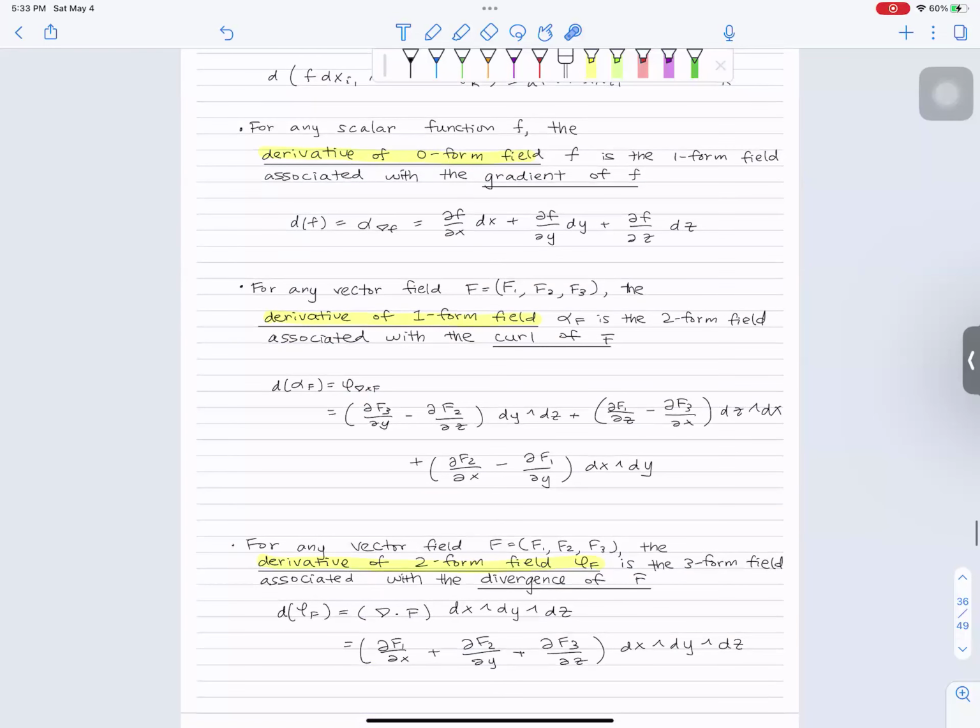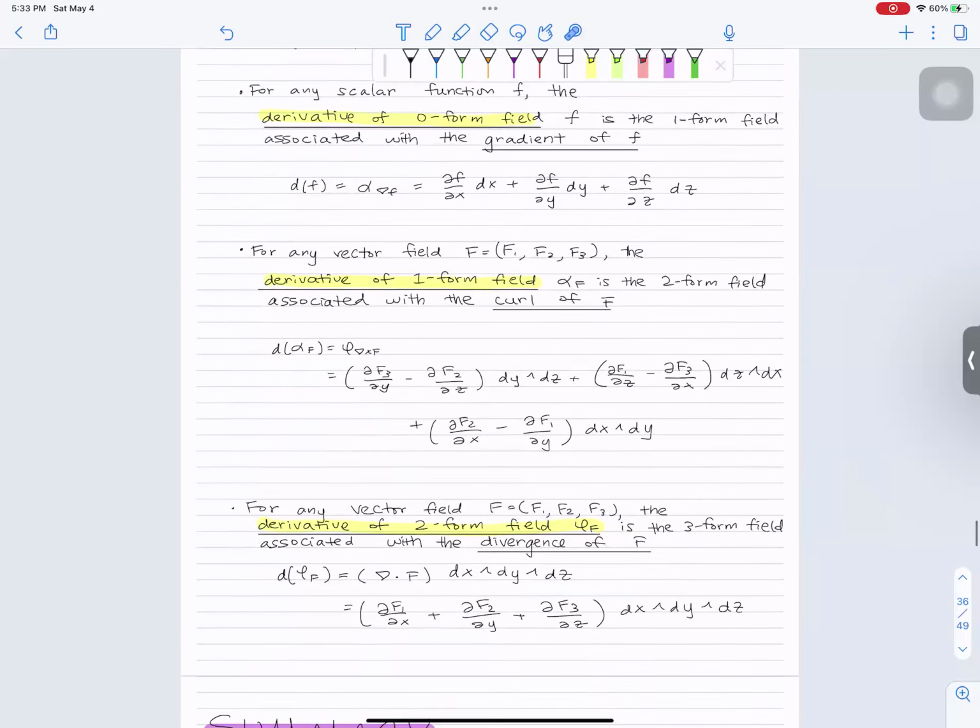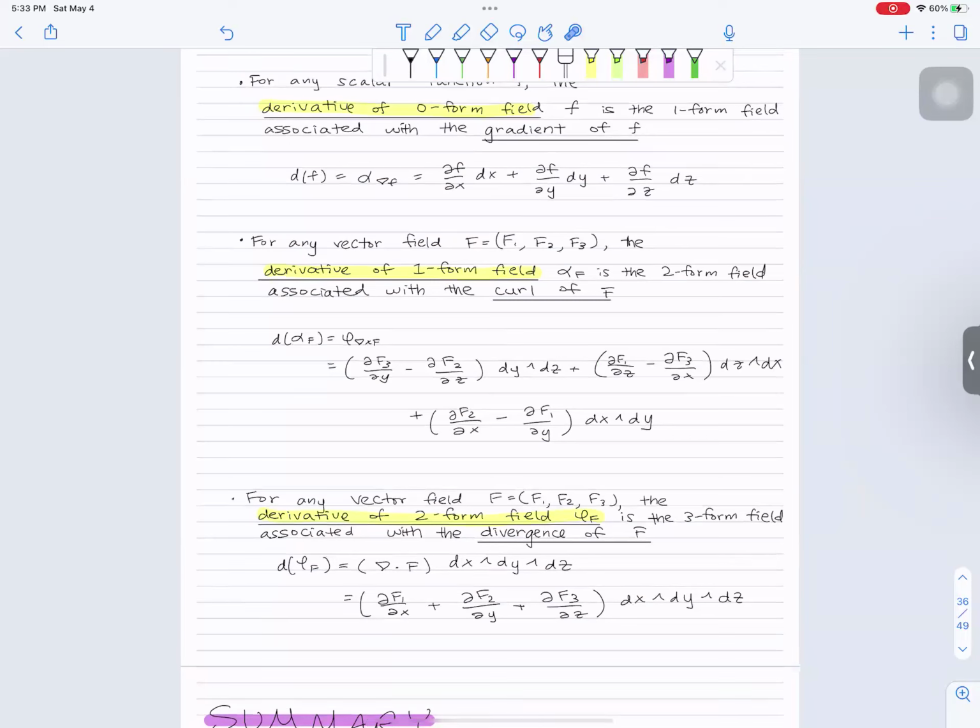Also taking a derivative of the forms. So if you wanted to take a derivative of a 0 form, it's equivalent to the 1 form associated with the gradient of f. And if I wanted to take the derivative of a 1 form, it's associated to the curl. If I wanted to take the derivative of a 2 form, it's associated to the divergence. Why is this useful to us?